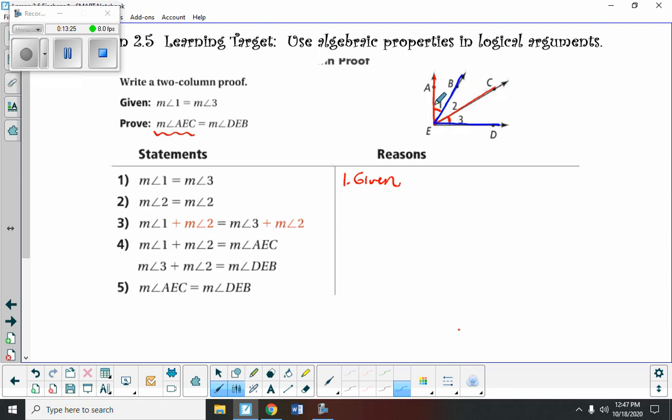Well, we know that the 1 and the 3 parts are the same. Well, they both have angle 2 added onto them. So we're adding an equal amount onto two things that are already equal. So we're going to first state that angle 2, which is what we're adding onto both parts, is equal to angle 2. So that is the reflexive property.